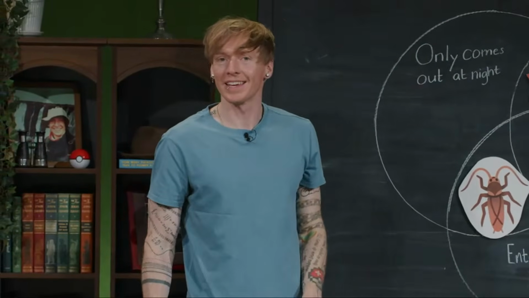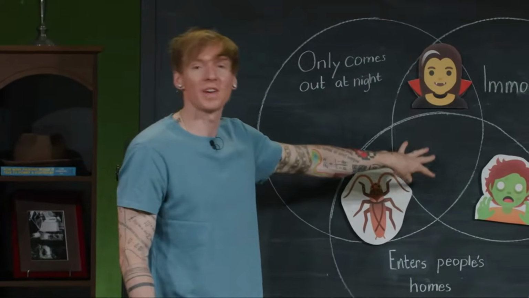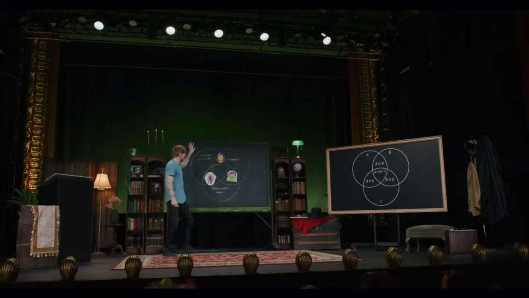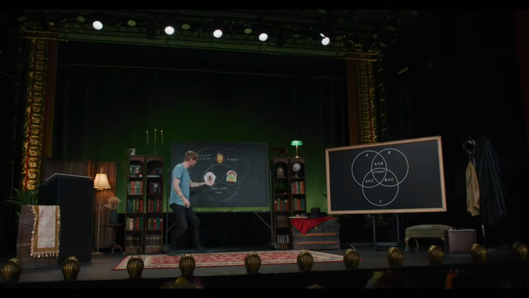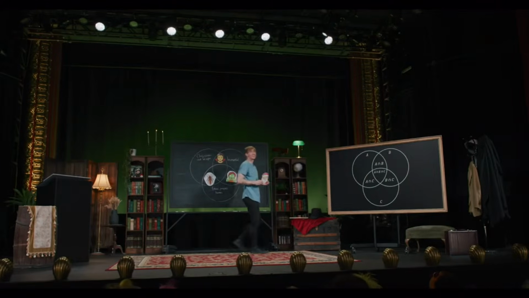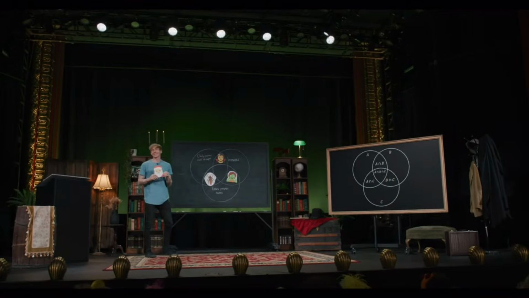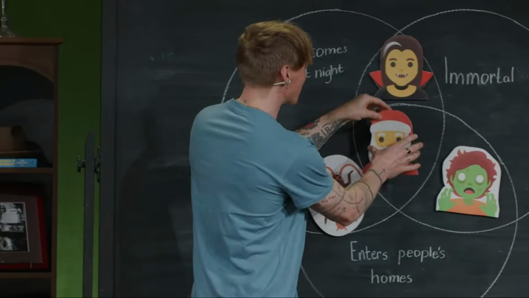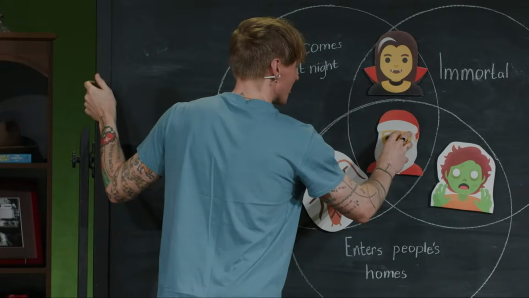So hopefully, if this has worked, I have one remaining emoji, and I'm hoping that this is going to fit in that central region. So I need something that only comes out at night, is also immortal, and enters people's homes. I've got just the character. It could only be Santa Claus, Father Christmas himself. Only comes out at night, delivers your presents overnight, definitely immortal, has been around forever, and definitely is entering people's homes through the chimney. So Santa himself is going to fill in that final position on our triple Venn diagram.